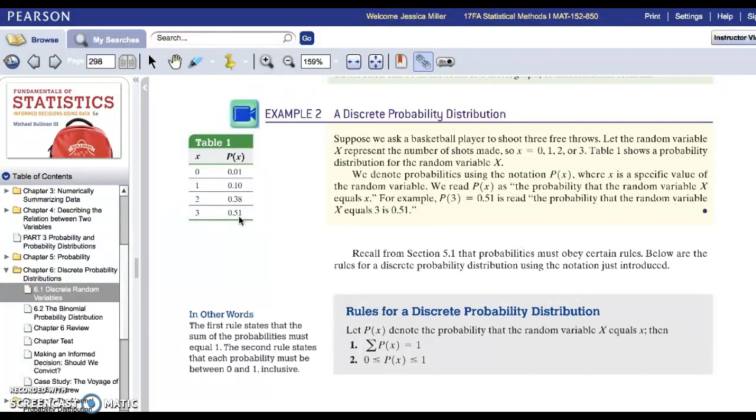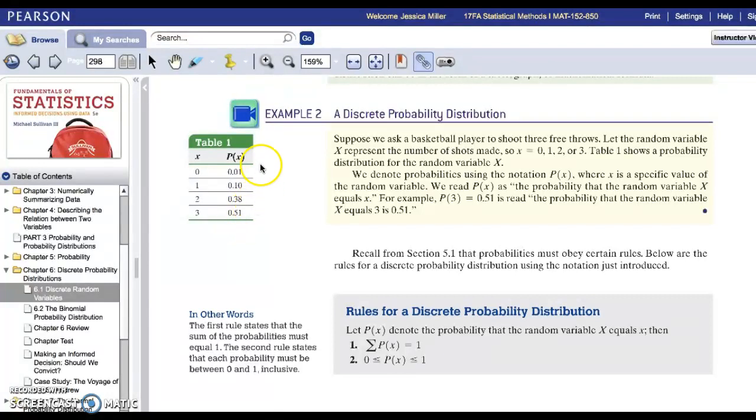Now, if this were a probability distribution for me, my probability would probably be 50% or more in the 0, and smaller probabilities for the 1, 2, and a pretty non-existent probability for 3. I'm not a basketball player.